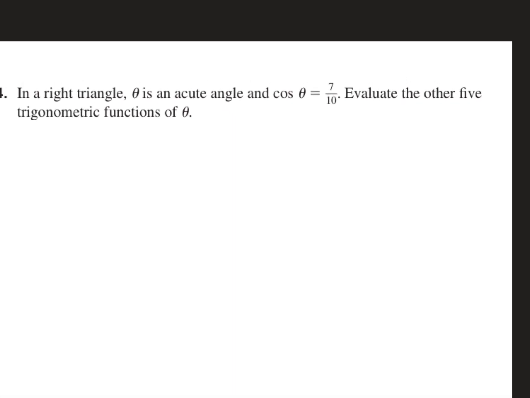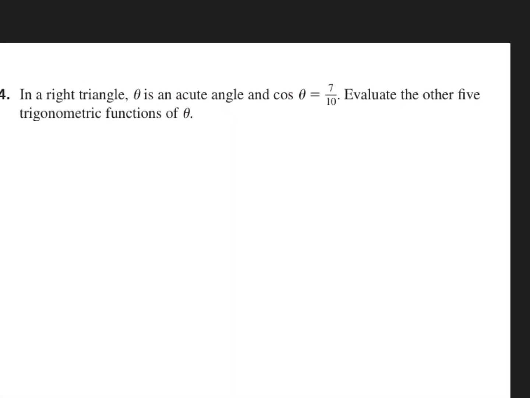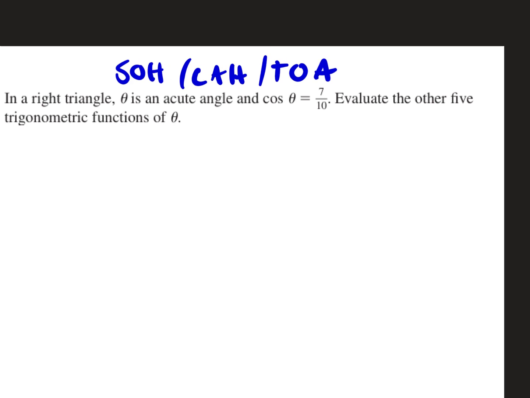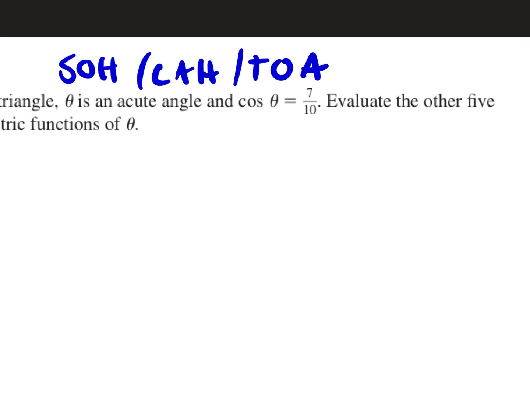All right, number 4. In a right triangle, theta is an acute angle, and cosine of theta is equal to 7/10. Evaluate the other 5 trig functions. So I'm going to start with SOHCAHTOA. Cosine would be what over what? Adjacent over hypotenuse. So 7 is our adjacent and 10 is our hypotenuse.